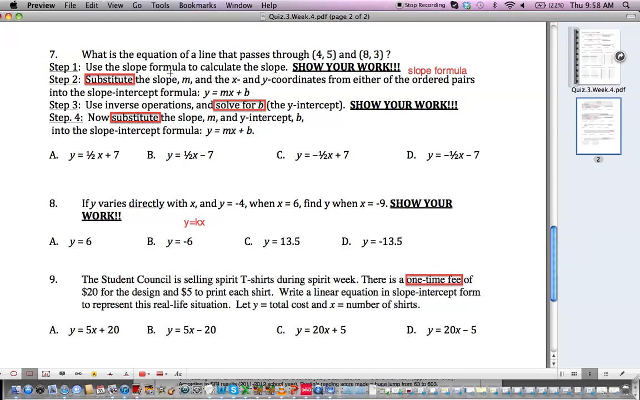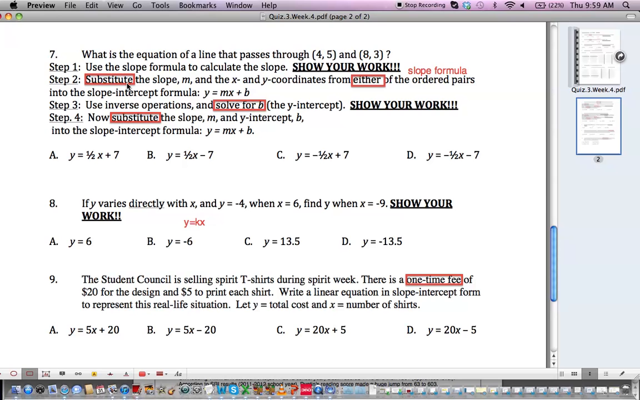Number 7, same way. What is the equation of a line that passes through (4, 5) and (8, 3)? Use the slope formula to calculate the slope. I put that in red again, slope formula. So basically we're going to do y2 minus y1 over x2 minus x1 to find the slope. Once you find the slope, we go down to step 2 and substitute the slope, which is m, and the x and y coordinates from either of the ordered pairs. This is a key word, either. You just pick whichever ordered pair you want to use, (4, 5) or (8, 3). It doesn't matter.